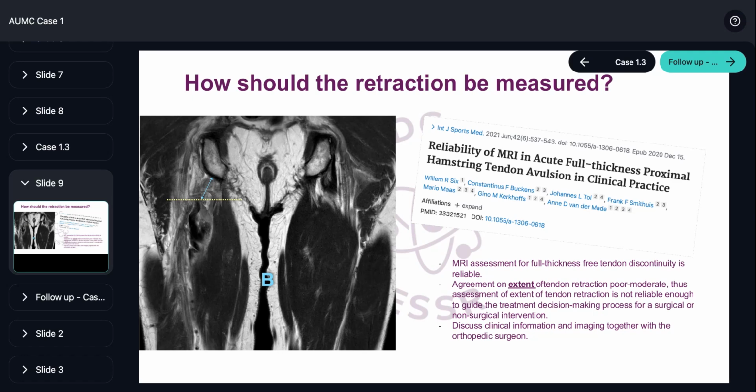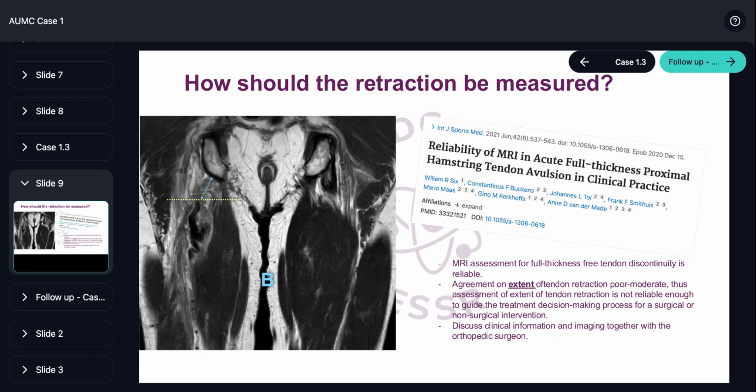The next question was also on the management of this patient. So in our case, the retraction was about 8 centimeters. In the Dutch guideline, from 2 centimeters retraction onward, you can consider surgical treatment, especially in young active individuals. However, this is changing a little bit. So surgeons are choosing more often conservative treatment with also good clinical outcomes, as shown by an article by Van der Made in 2022, which can be seen in the references at the end of the case.